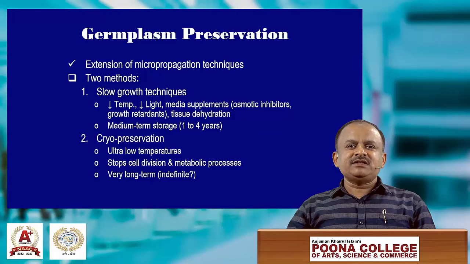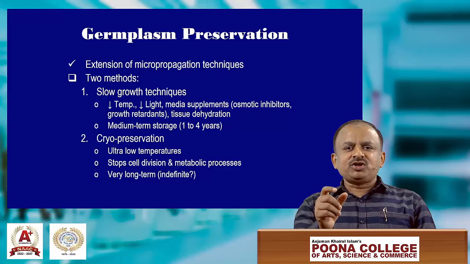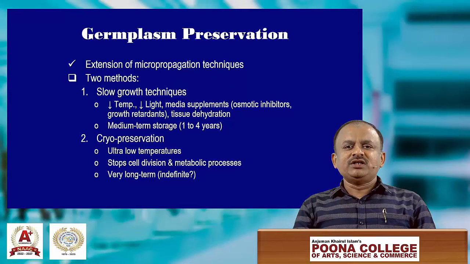So the next concept is germplasm preservation. This germplasm preservation is very important nowadays for extension of micropropagation techniques. Normally we follow two methods. The first one is slow growth techniques, and the second is cryopreservation. In the slow growth technique, the proportion of temperature is very important. In addition to that, we have to consider the proportion of light. Then media supplements, then tissue dehydration are very important. Medium term storage is for 1 year to 4 years.